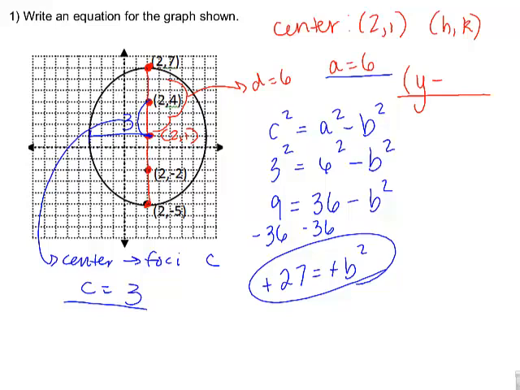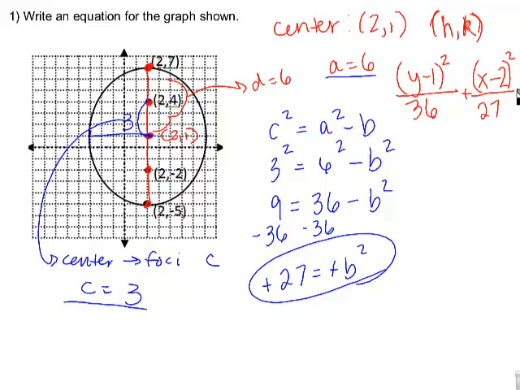So since we're elongated more in the y, we're going to start with our y value. So y minus k. What's our k value here? Yep, so y minus 1 squared over a squared. So 6 squared is 36, plus x minus, what's our h? 2. So (x minus 2) squared over, we got our b squared to be 27, and that's equal to 1. So there's our standard form. We just wanted to find the standard form for this.